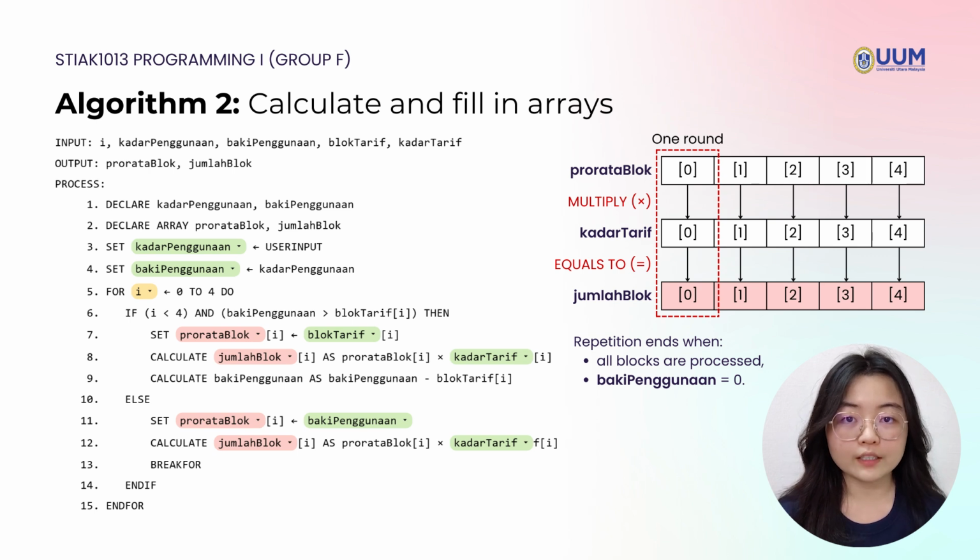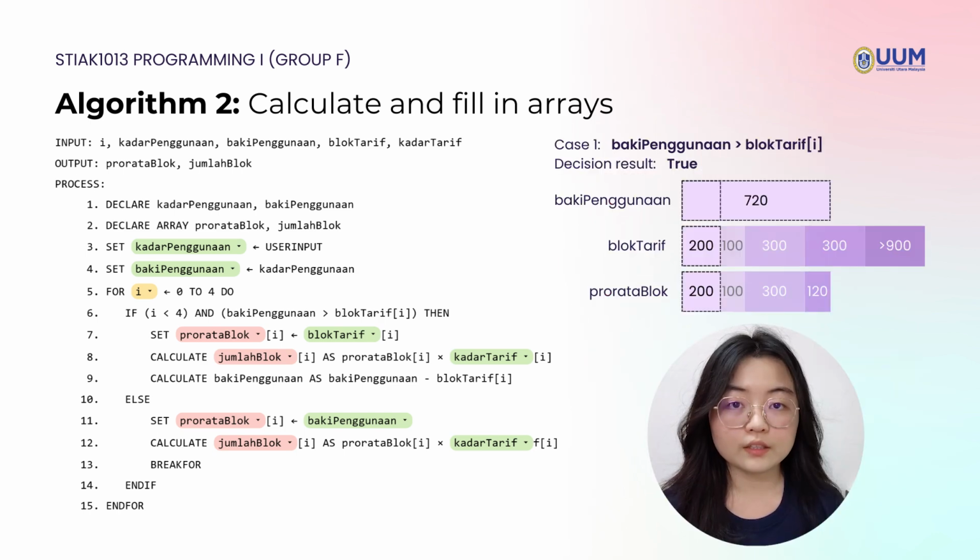Block tariff and kadar tariff are read and used in the decision-making process. Baki penggunaan and block tariff are used to calculate and fill in the berata block array. Berata block and kadar tariff are used to calculate and fill in the jumlah block array. The outputs berata block and jumlah block are the results of the iterative calculation process. Based on the decision control, 3 cases will happen.